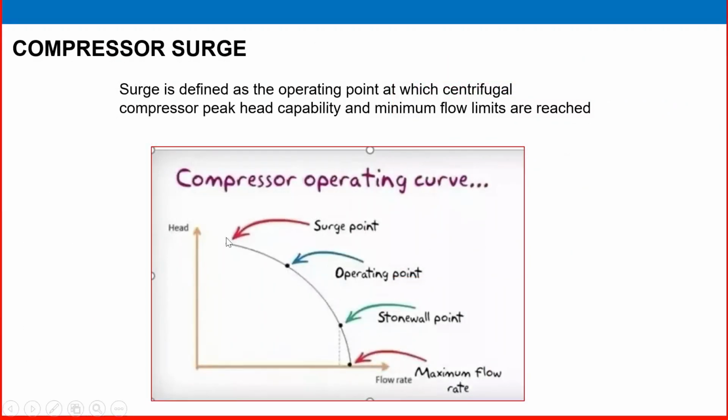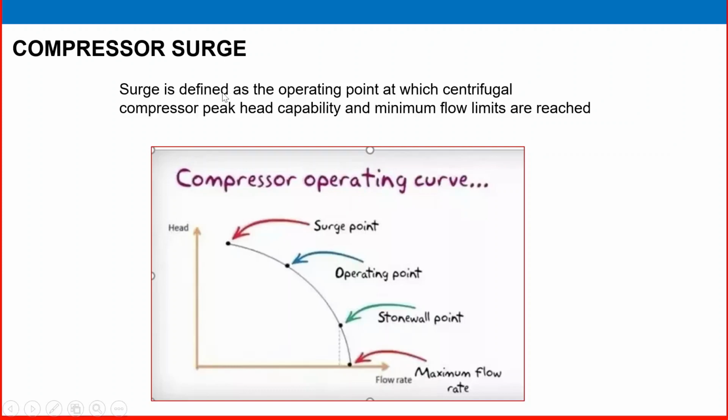The first one we are discussing is the surge point. Surge is not a good thing to happen in a compressor. It causes many problems for the centrifugal compressor. We will understand what surge is and the problems it causes, and how surging can be minimized and prevented. That we will discuss in coming slides.